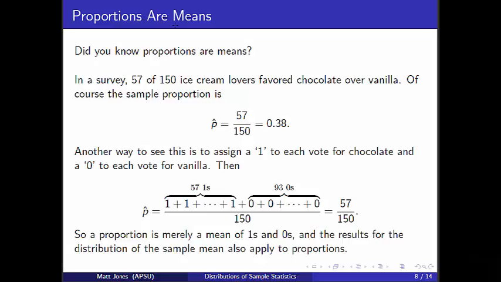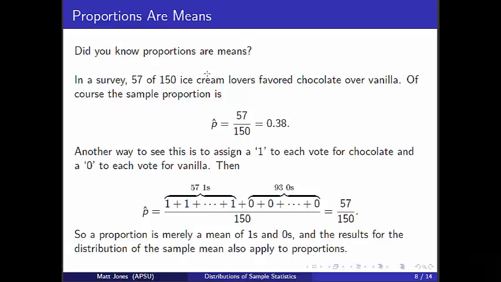So for example, in a survey of 150 ice cream lovers, 57 of them favored chocolate over vanilla. So of course the sample proportion can be written as 57 over 150, and that comes out to be 0.38. Okay, 38%. 57 successes. 57 people favored chocolate over vanilla.